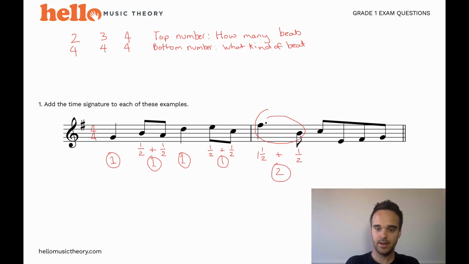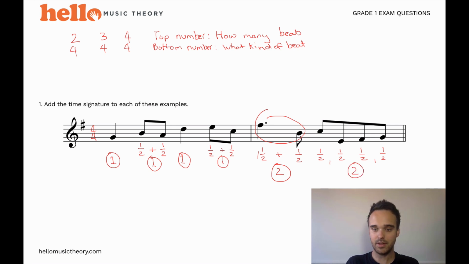Okay. Then we've got 4 quavers next to each other. So this is worth half a beat, another half, another 2 halves there. If we add up all of those together, half plus a half equals 1, half plus another half equals 1, 1 plus 1 equals 2.